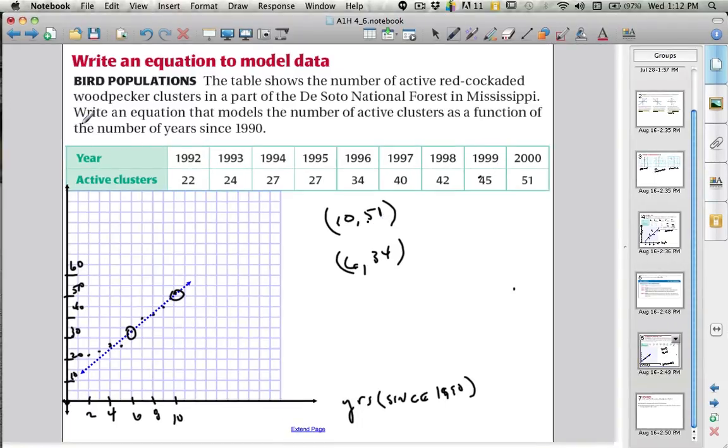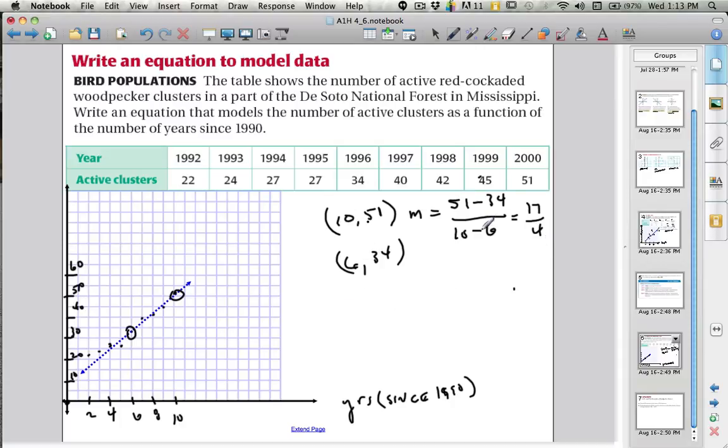Okay, so now our task is to write an equation that models the number of active woodpecker clusters in the DeSoto National Forest in Mississippi. That's what this data is. So I have 2 points. The first thing I can do is figure out the slope. M is 51 minus 34 over 10 minus 6. So that's going to be over 4, and 51 minus 34 is 17. 17 fourths.